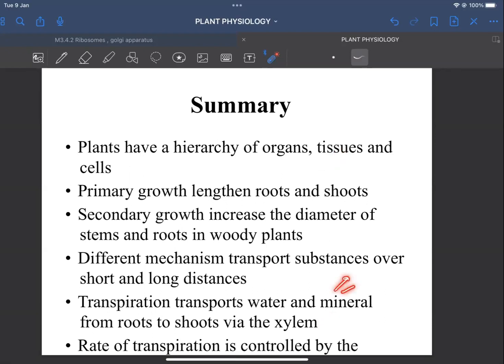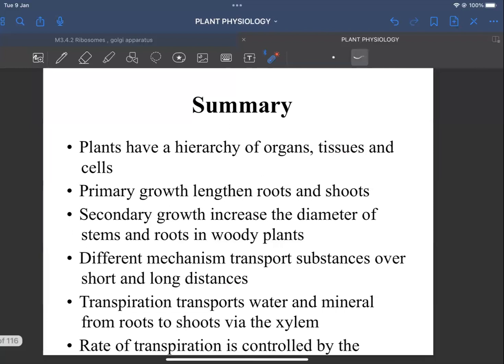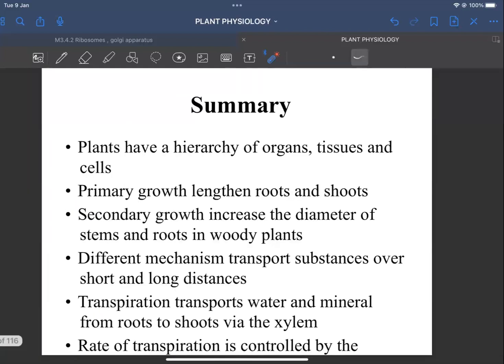You have to remember the three factors that contribute to the transpiration process. The rate of transpiration is controlled by what? I believe the three factors are the root pressure, the transpirational pull, and also the cohesion and adhesion force.